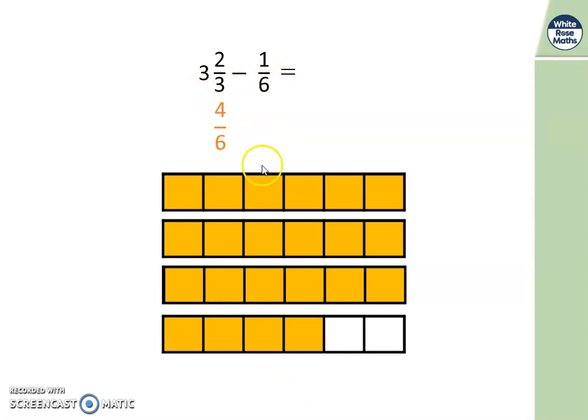Now it's really easy to cross off one of those sixths and really easy to see what we've got left. We have 3 whole bars and 1, 2, 3 sixths. So that's 3 whole bars and 3/6. And we know that 3/6 is the same as a half.